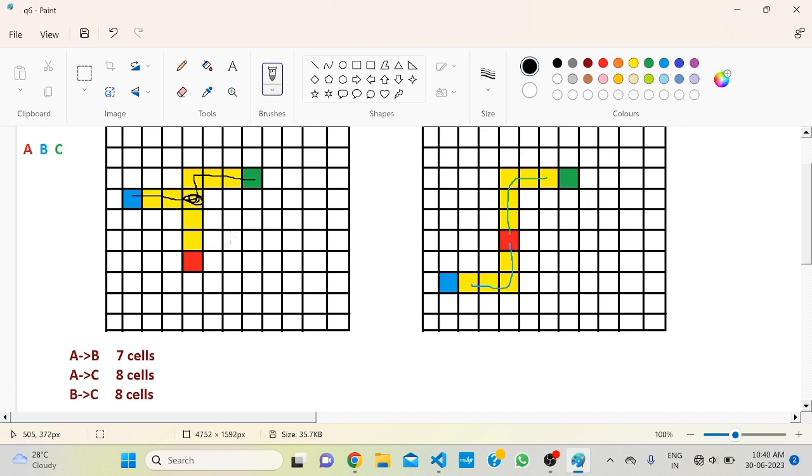So in total what will be done? This cell remains 2 times, this cell remains 2 times, this cell remains 2 times, but this cell remains only one time, okay. So what will our net summation, our net output, be? We will print this by 2 and this plus 1, okay.